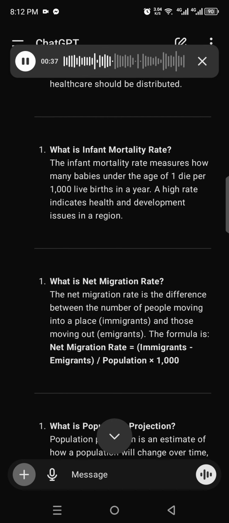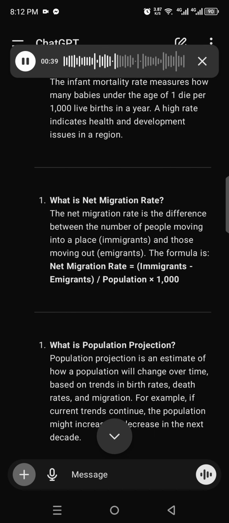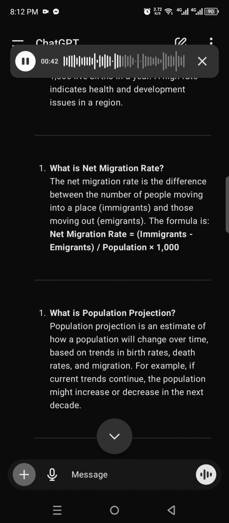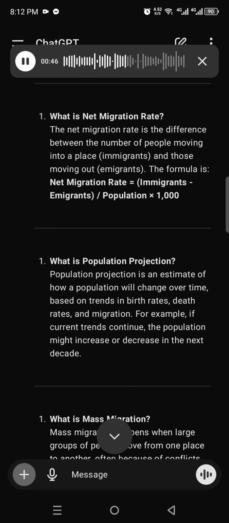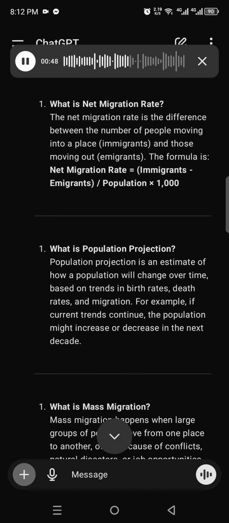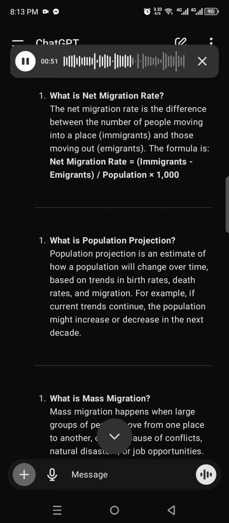8. What is net migration rate? The net migration rate is the difference between the number of people moving into a place, immigrants, and those moving out, emigrants. The formula is net migration rate equals (immigrants minus emigrants) divided by population, times 1,000.